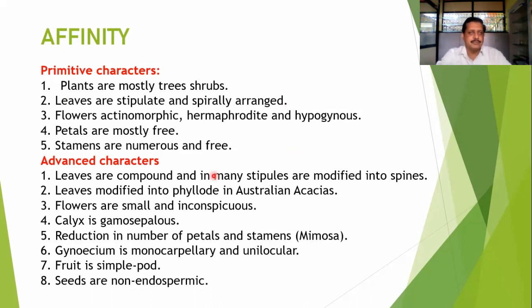But at the same time, some advanced characters we also studied here. Leaves are compound, because in Mimosaceae we find that most of the leaves are of the bipinnate type. Stipules get modified into thorns or spine-like structures. So this is again an advancement over the simple leafy stipules. Leaves are modified into phyllodes in the Australian acacias.